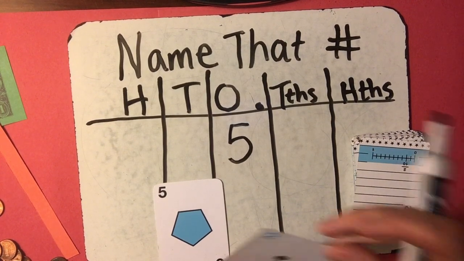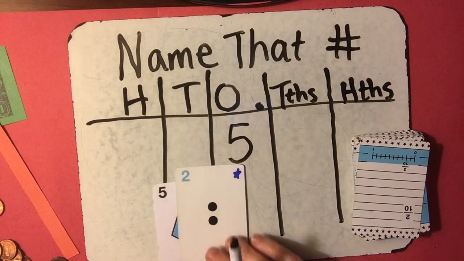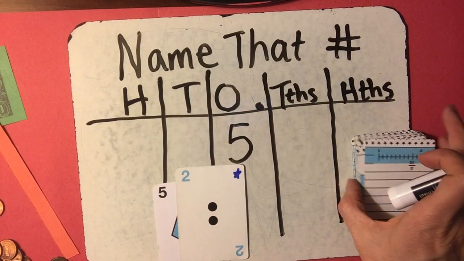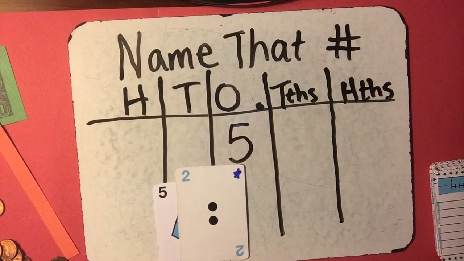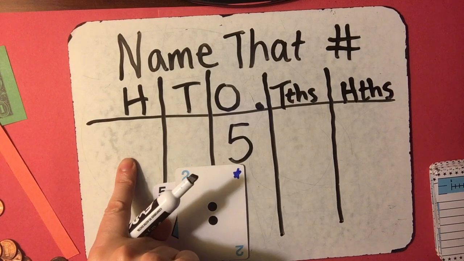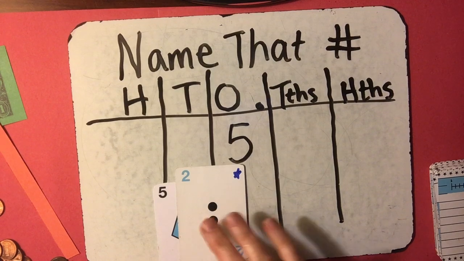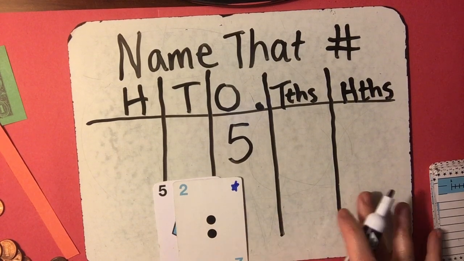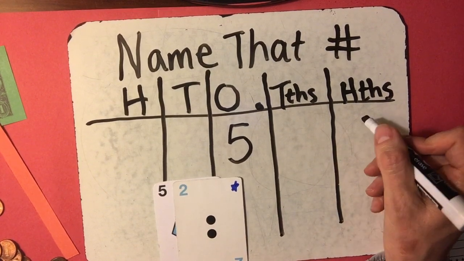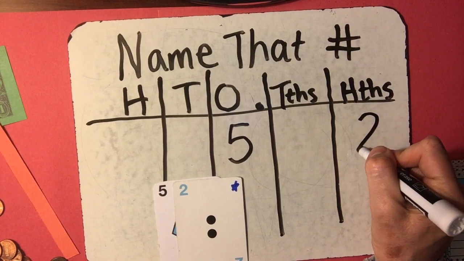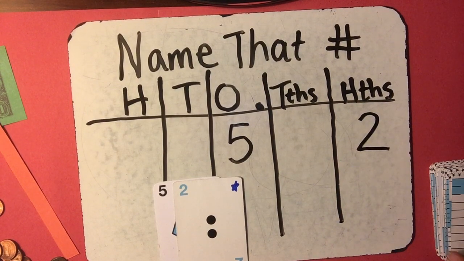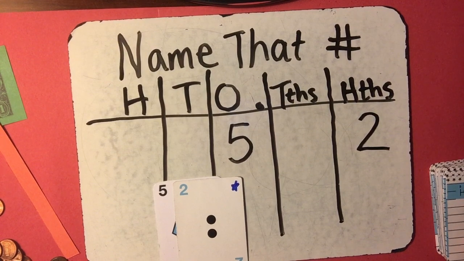Now I'm going to pull another card, and I got a 2. Now, where should I put that 2? Should I put it over here and my answer might be 205 at some point, something like that? Or should I make it over here? I think I'm going to put it here. You don't need to put it where I'm putting it. You can put it where you want, okay? But remember, once you place it, you can't erase it.